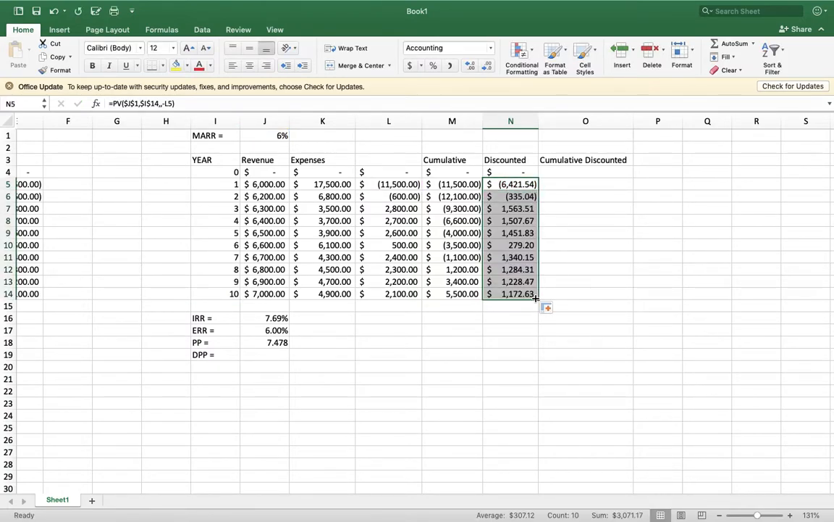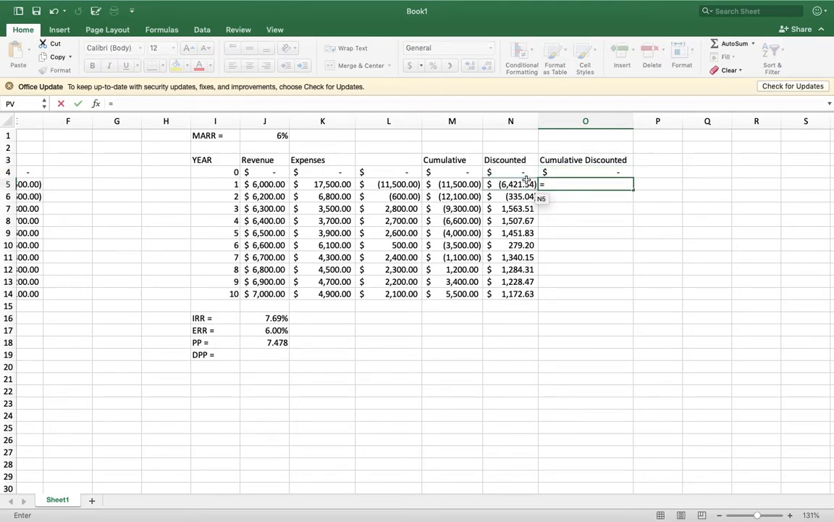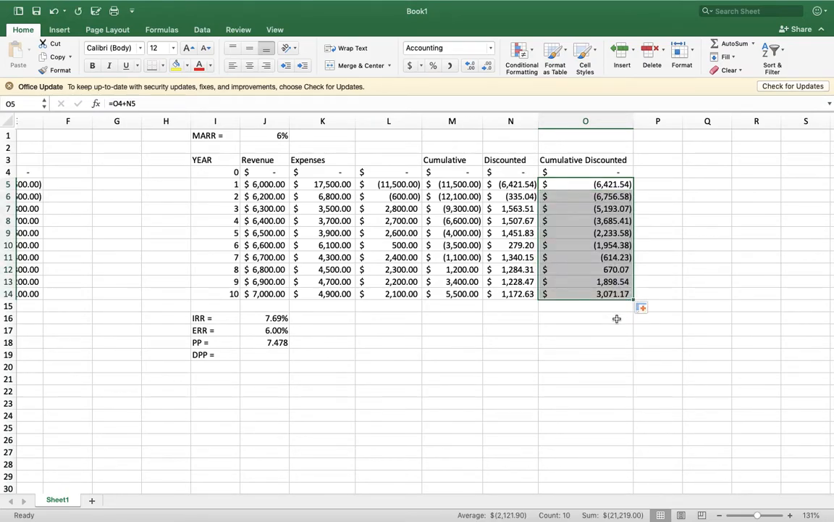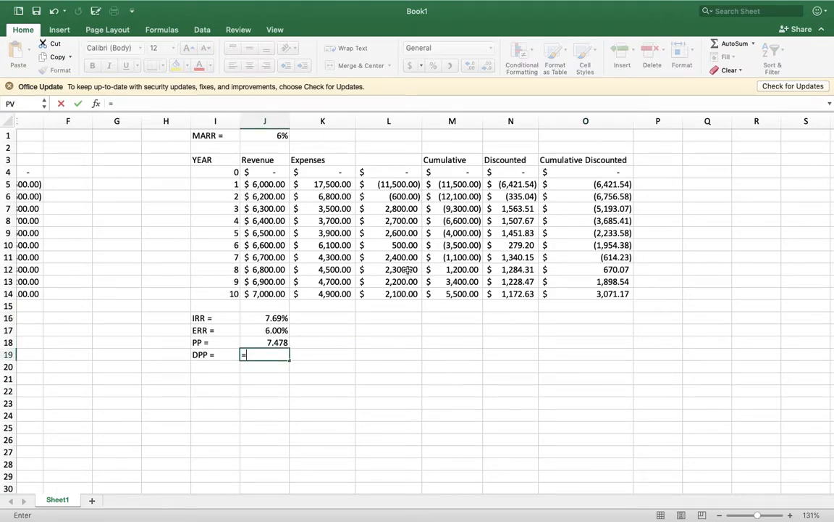And then we'll get these values. And then this would be the same as we did in the cumulative column, except this time we've obviously done the discounted before. And so we'll get those values. Those look good. And then we'll look for our discounted value. And that's going to be done the same way that we did the first one.